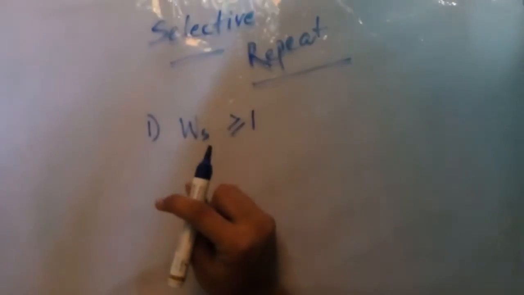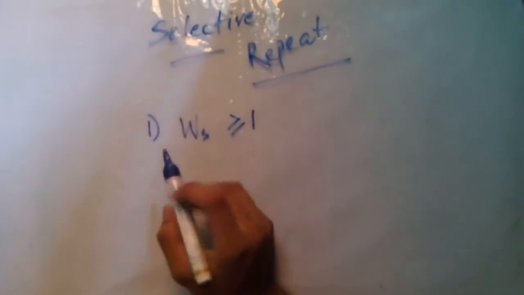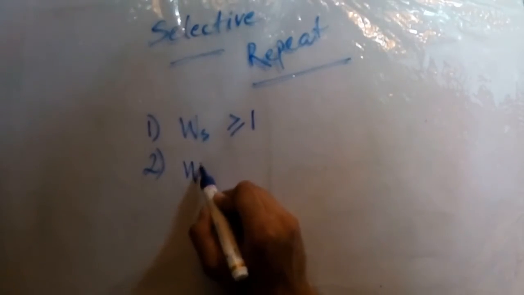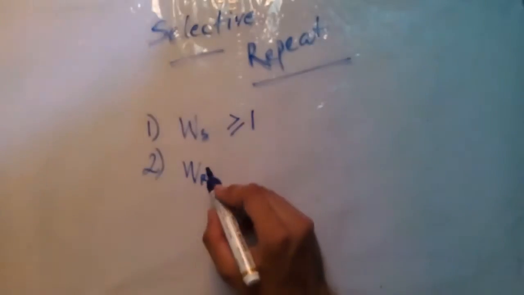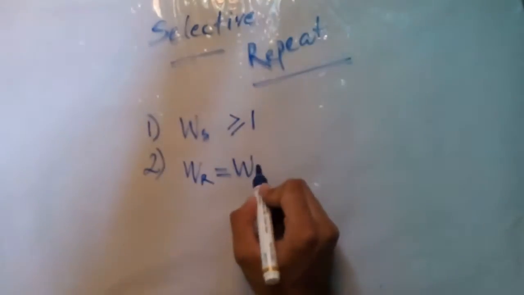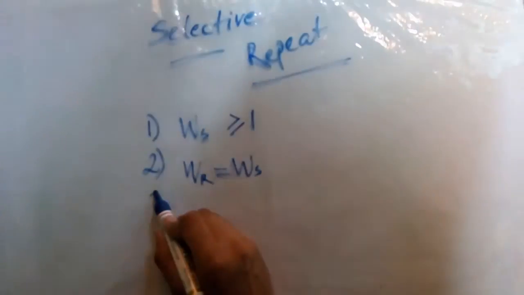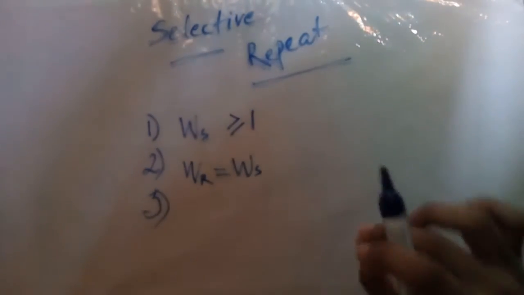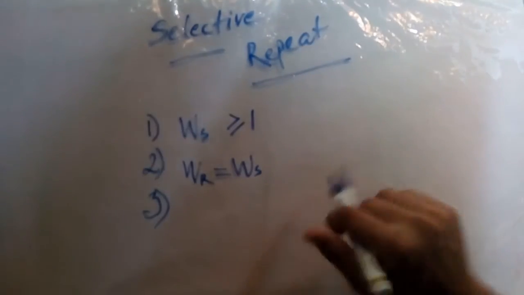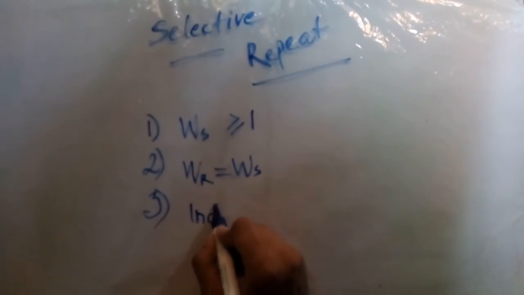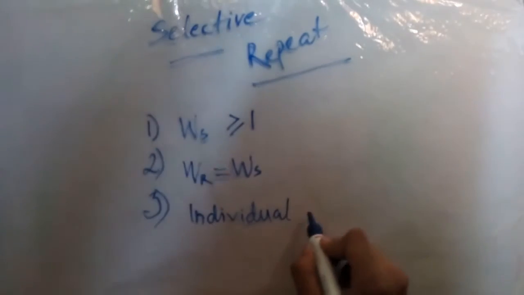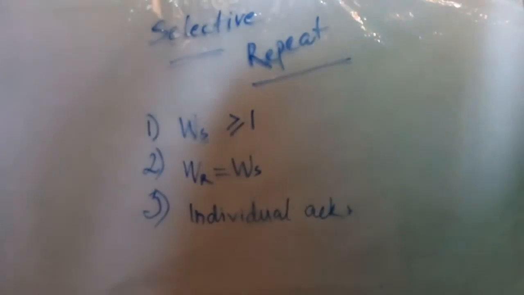If it becomes equal to 1, then it would definitely become stop and wait. Second, the window size at the receiver's end, unlike stop and wait and go back N, is equal to the window size at the sender's end, right? And the third feature is that in selective repeat, it sends individual acknowledgement, not cumulative. Here it sends individual acknowledgement.